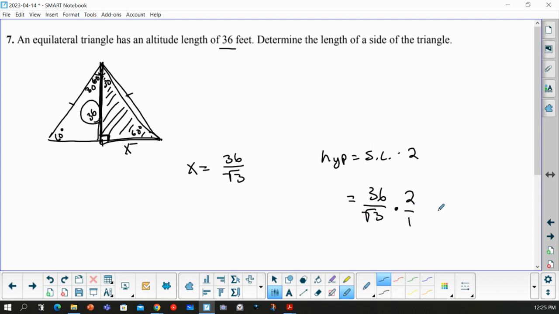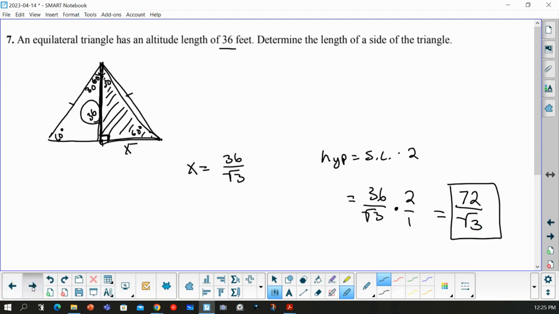And we're just going to multiply straight across. Square root of 3 times 1 is the square root of 3. 36 times 2 would be 72. I had to think about that. So that is how long one side is. This is not considered simplified, but for now it will be. I'm not going to worry about the square root in the denominator. Eventually we'll have to deal with that, but for now you can leave it like this.